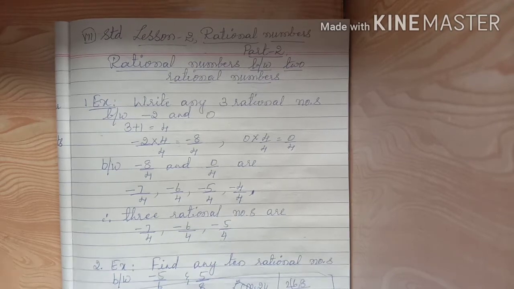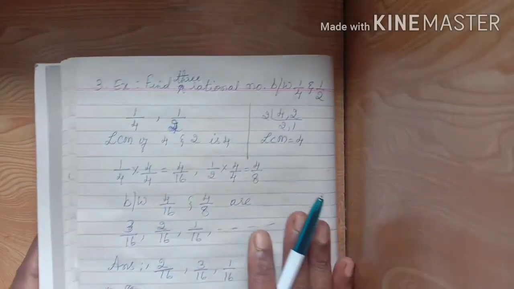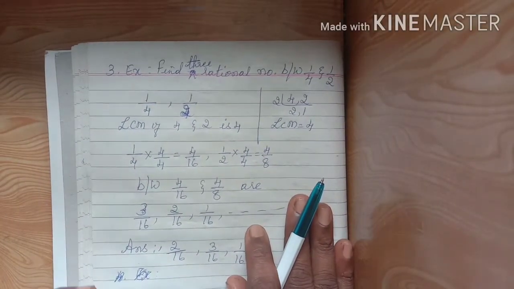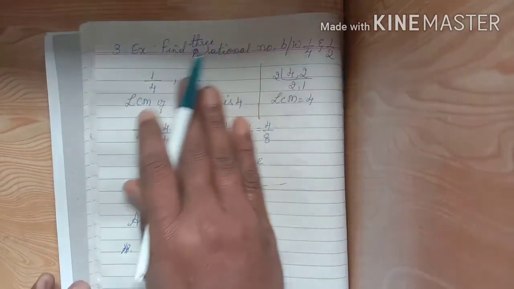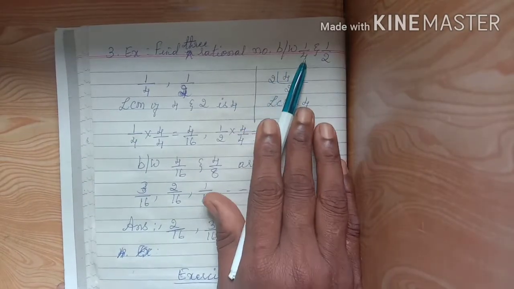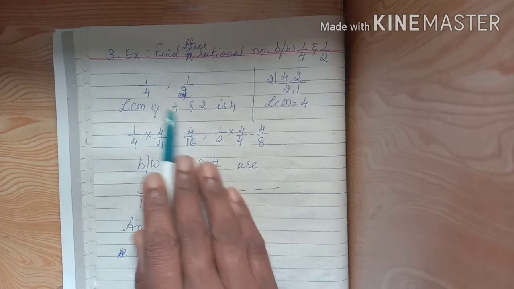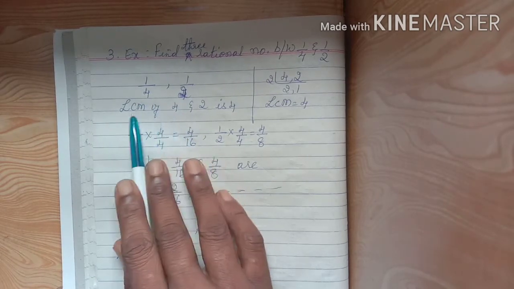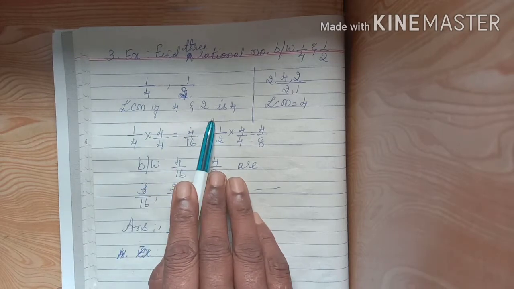Okay, children. Now let us see the next example, example 3. Write 3 rational numbers between 1 by 4 and 1 by 2. So 1 by 4, 1 by 2. The denominators are 4 and 2. What is the LCM of 4 and 2, children?